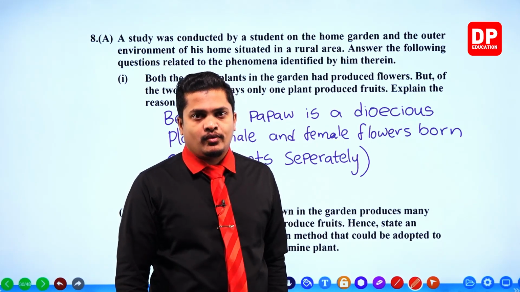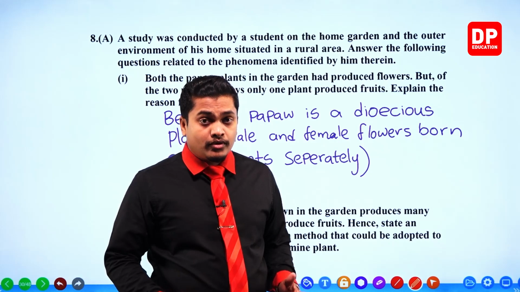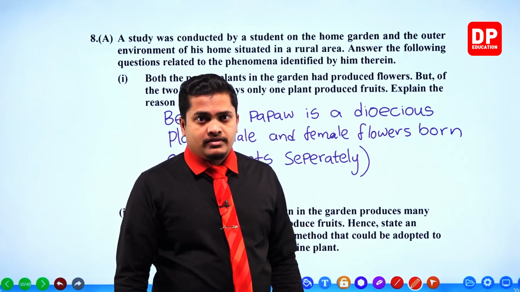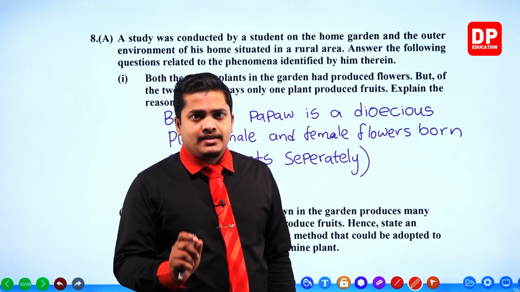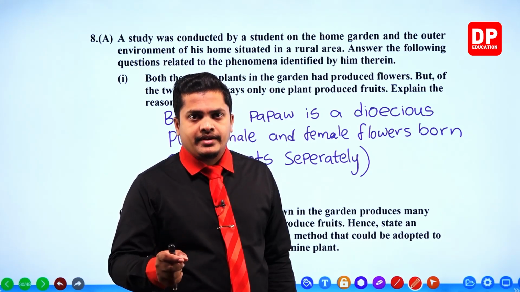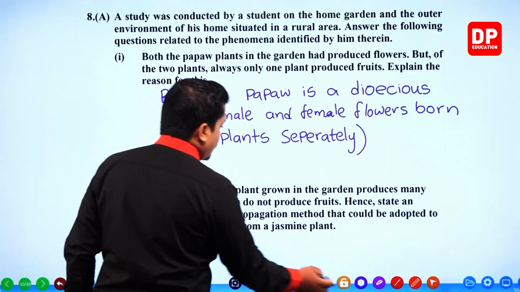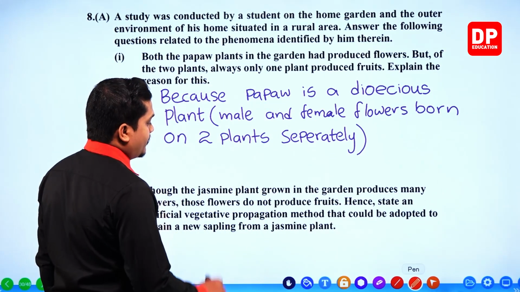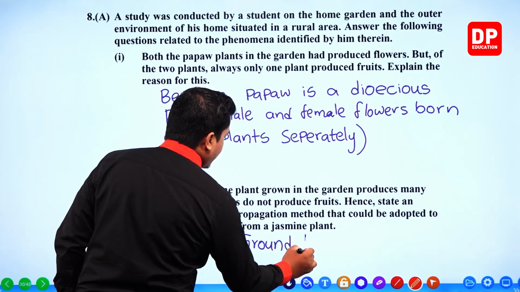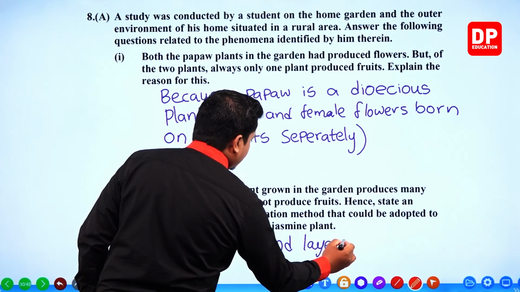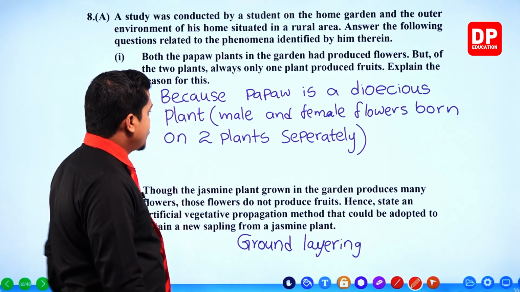Especially this is referred to as ground layering, because jasmine is a plant that does not grow much above the ground, somewhat closer to the ground level. Therefore, we can use jasmine as a good example for ground layering. So ground layering is a good answer for the artificial propagation method of a jasmine plant. Ground layering. Right, so that is the answer for the first question, my dear children.